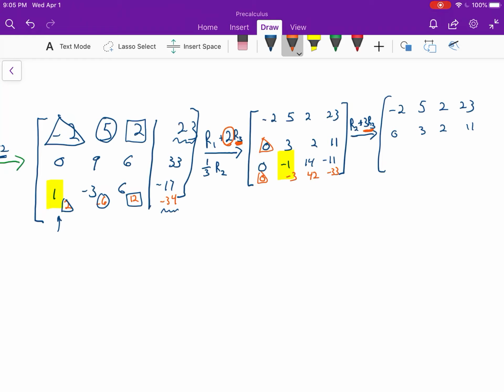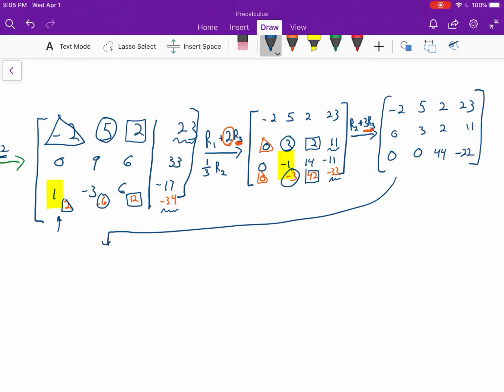0 plus 0 is 0. 3 plus -3 is 0. That's what we wanted. 2 plus 42 is 44. And 11 and -33 is -22. And so we got down to echelon form. So once we do that, we go ahead and we rewrite this back in equation form.